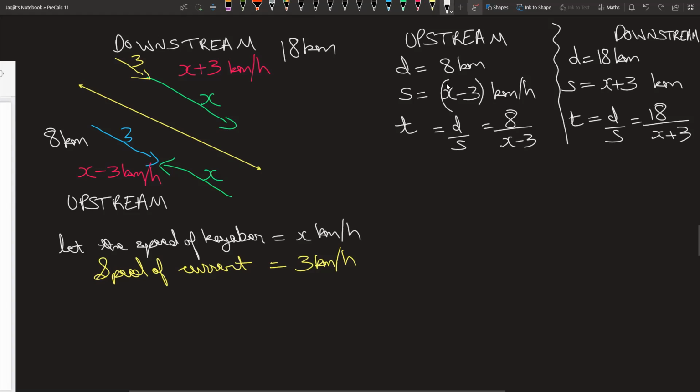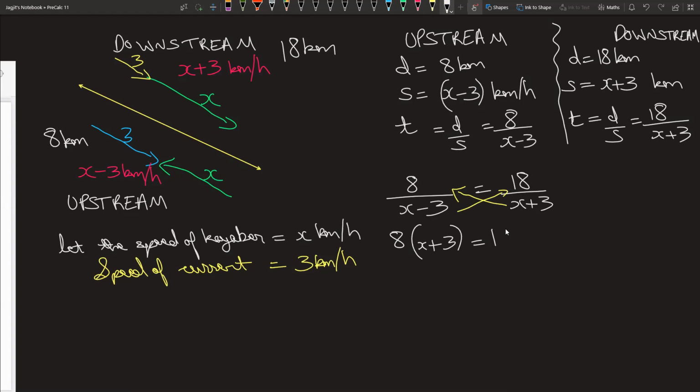So from that, we know 8 over X minus 3 is equal to 18 over X plus 3. What do I do next? You cross multiply. So you get 8 times X plus 3 is equal to 18 times X minus 3. Before you do that, let's write the non-permissibles. X cannot be equal to plus or minus 3, since I had X minus 3 and X plus 3.